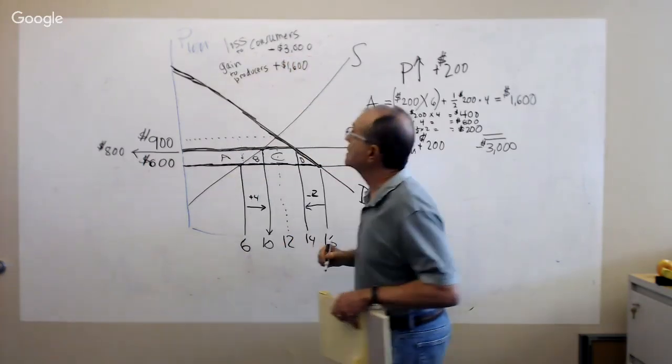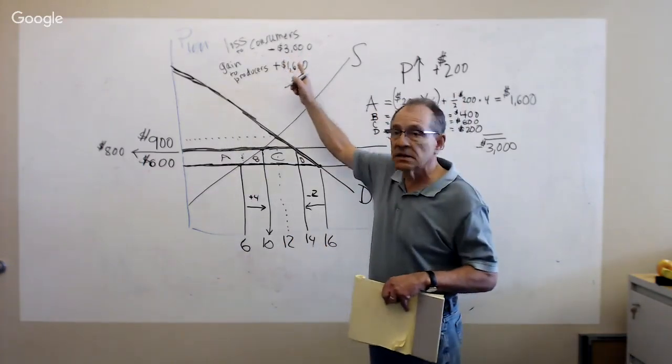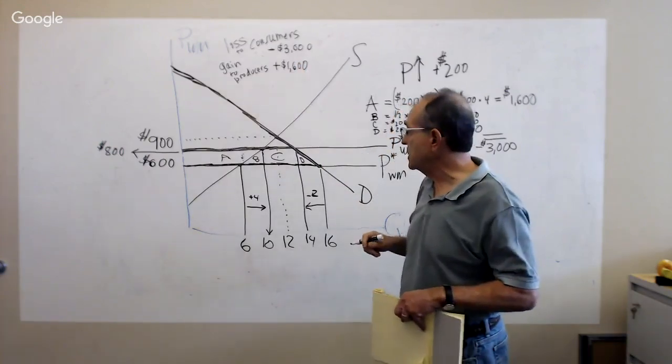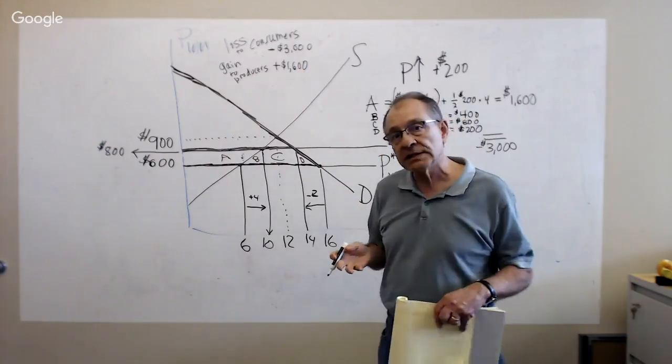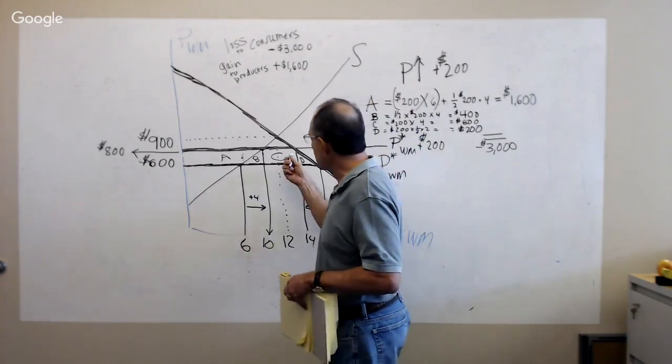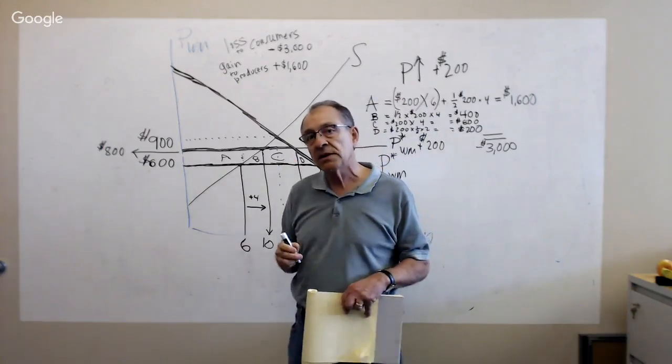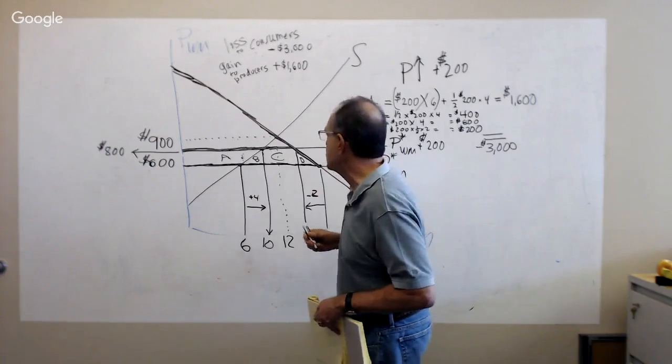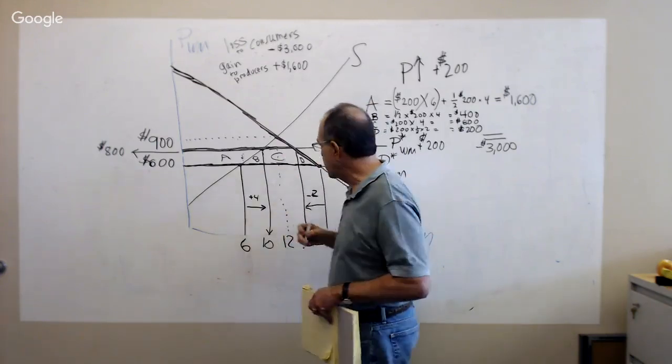Okay. Consumers lost 3,000, producers gained 1,600. Are there any more areas I need to take into account? Yeah. Remember, I mentioned that the government's now going to have additional revenue that it didn't have before. That's represented by area C.